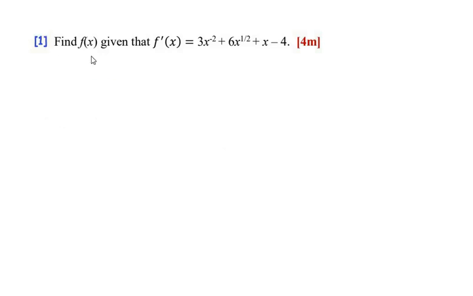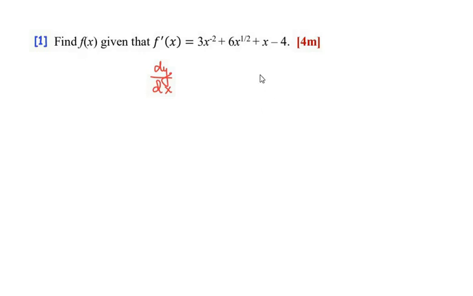Find f of x given that f dash of x is equal to 3x to the power of negative 2 plus 6x to the power of 1 over 2 plus x minus 4. Now here we have been given f dash of x, that is dy by dx, is equal to this expression. Now from this dy by dx or df(x) by dx, we have to find out f of x.